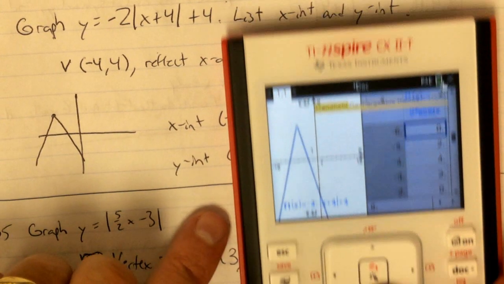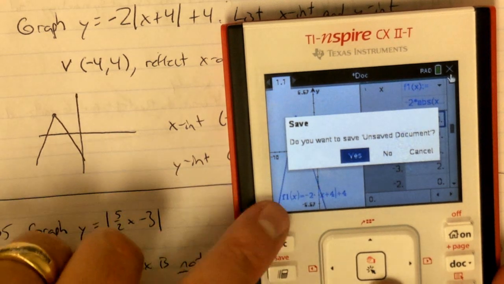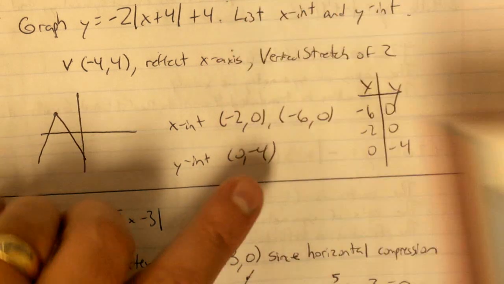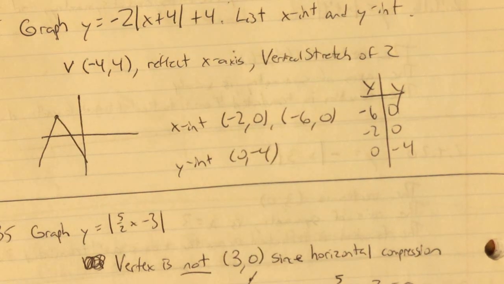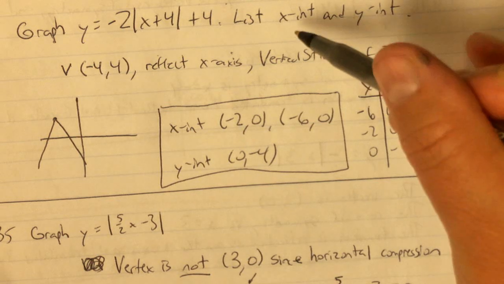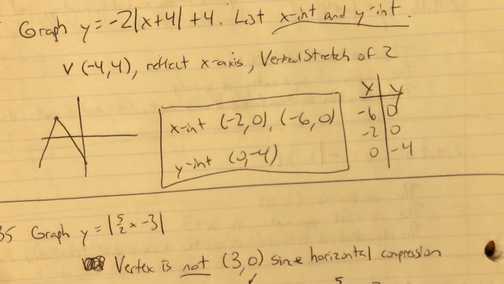And then 0 for x means it's negative 4 for y. So these are your answers. It's asking about the x-intercepts and the y-intercepts.